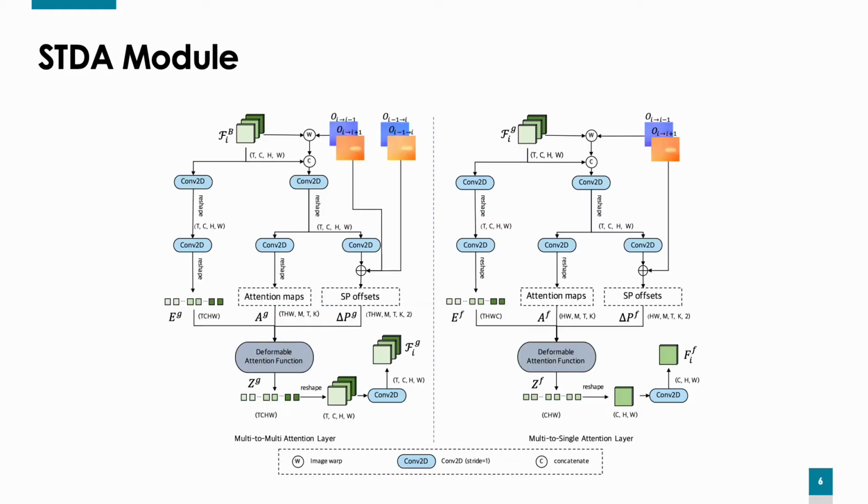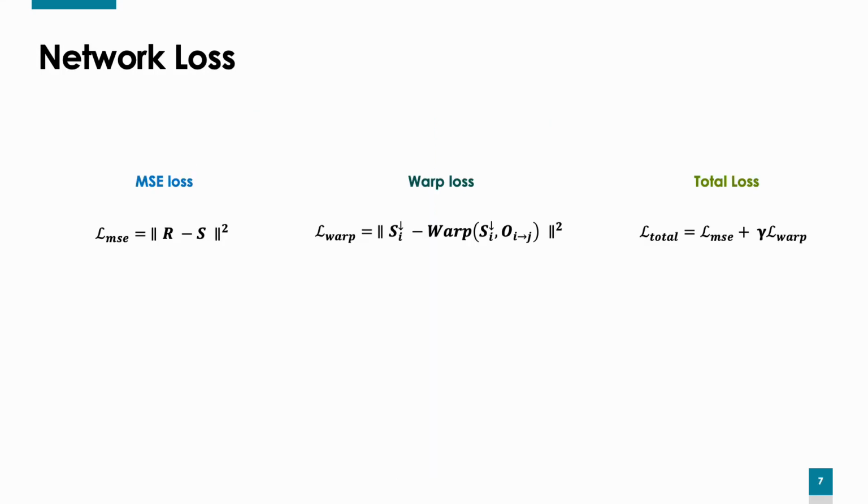To extract the information of sharp pixels from consecutive video frames, we propose Spatio-Temporal Deformable Attention, STDA, module. There are 2 layers in the STDA module that aggregates features in a coarse-to-fine manner, named multi-to-multi attention layer and multi-to-single attention layer. We employ 2 loss functions to train STDA-NET. MSE loss represents the distance between the restored frame R and its corresponding ground truth sharp frame S. Warp loss is introduced to train the motion estimator in an unsupervised manner. In total loss, gamma controls the weights of the warp loss.